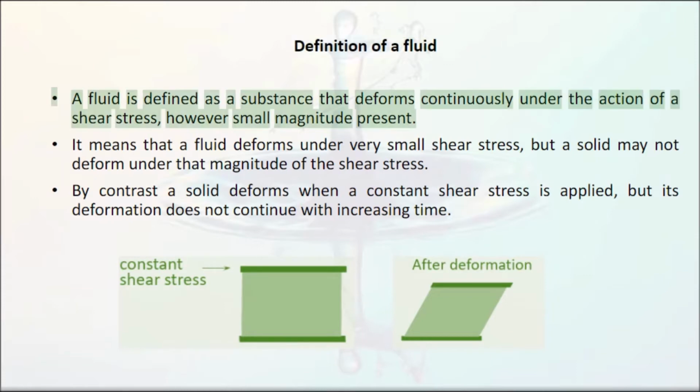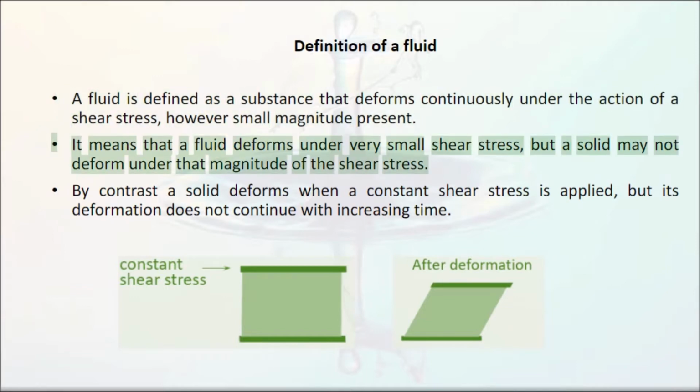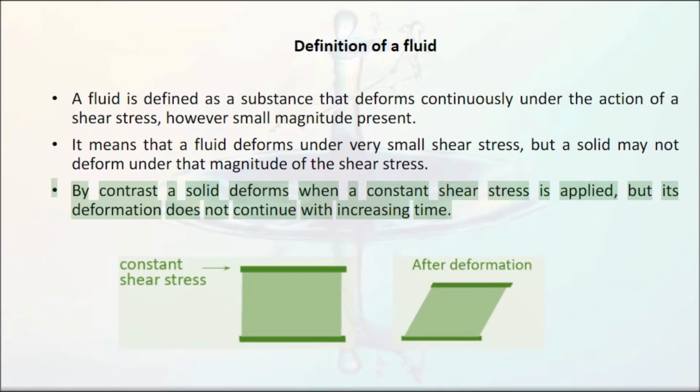A fluid is defined as a substance that deforms continuously under the action of a shear stress, however small the magnitude present. It means that a fluid deforms under very small shear stress, but a solid may not deform under that magnitude of shear stress. By contrast, a solid deforms when a constant shear stress is applied, but its deformation does not continue with increasing time.